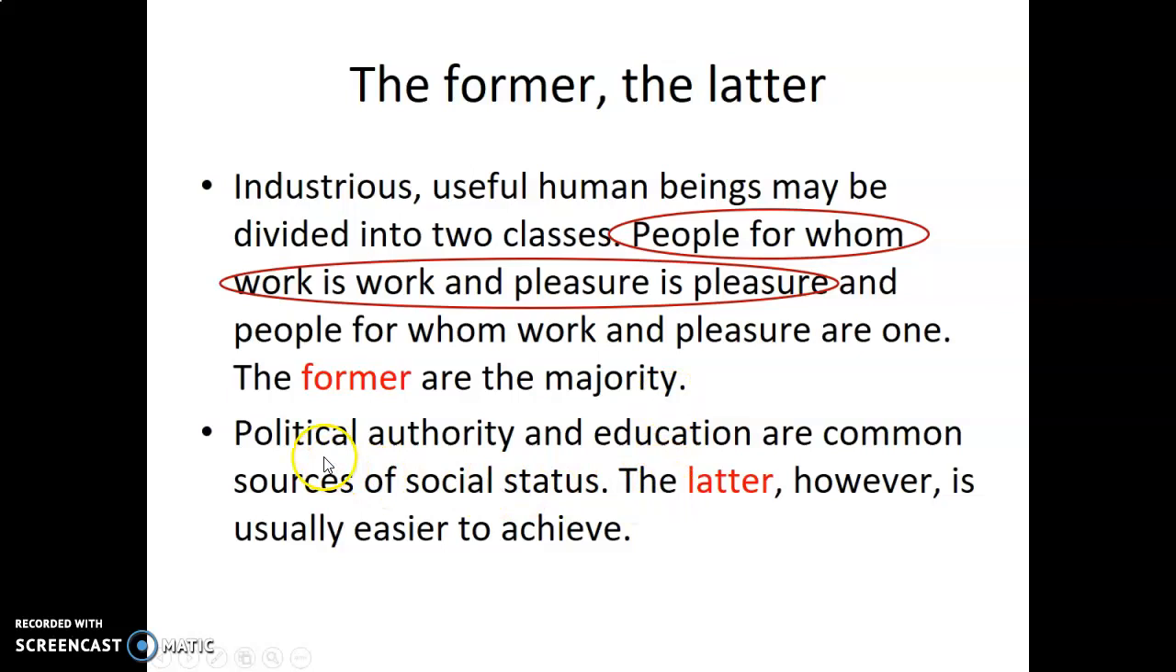Okay, look at the second one. Political authority and education are common sources of social status. The latter, however, is usually easier to achieve. So, what two things have been mentioned here? Political authority and education, right? So, which one is used first? Political authority. Which one is used secondly? It's education. When we use the referent the latter, we refer to the second one that is mentioned. In this case, it is education.